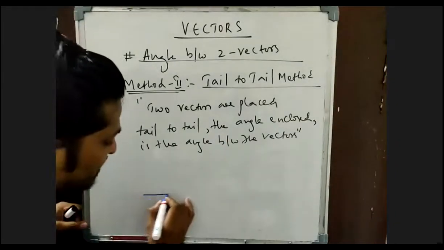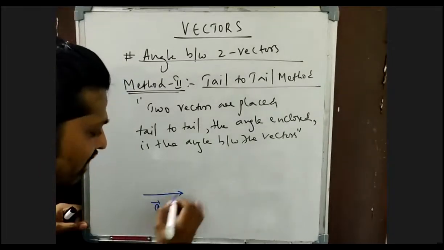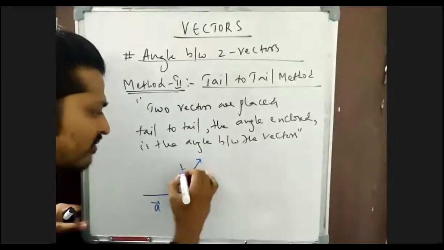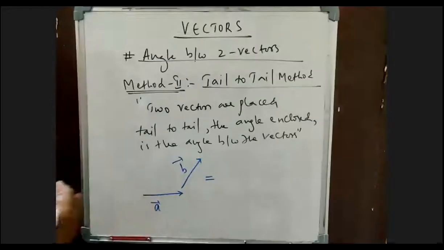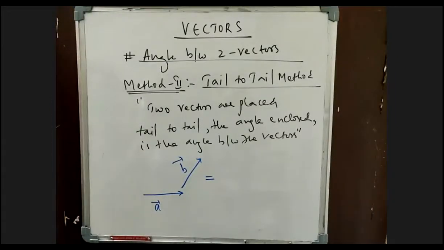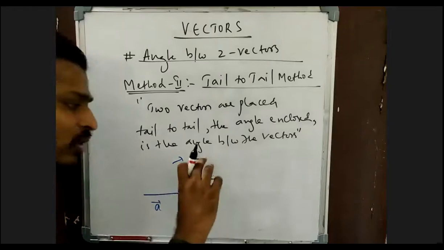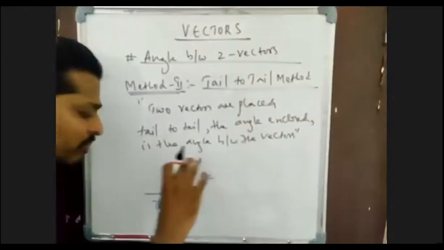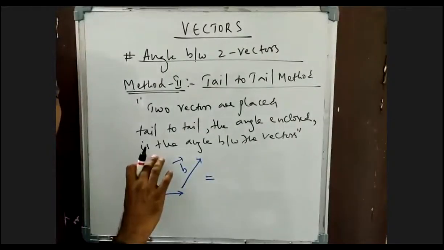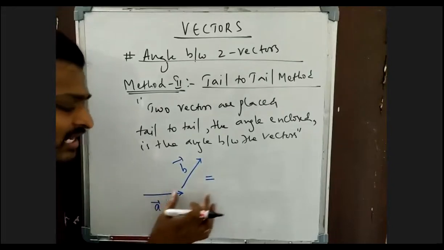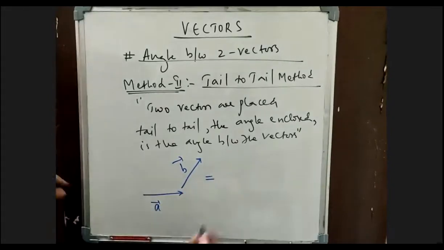Like, say this is an example. This is a vector A bar and this is the vector B bar. Now I'm trying to take the angle between the two vectors by the tail to tail method. What I can do is take the second vector and keep it at the tail of the first vector, or else take the first vector and attach it to the tail of the second vector. Anyhow, that will give me one and the same answer.